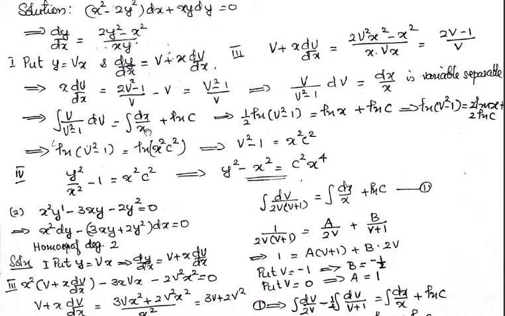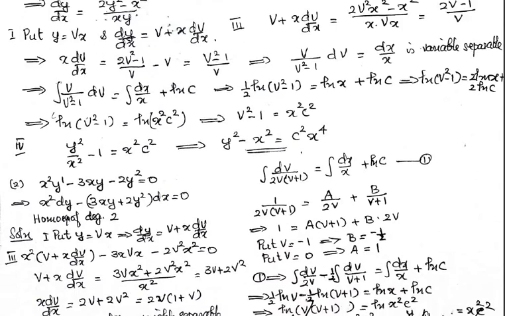So integrating out, we get, see this is the derivative of v square minus 1. So half of ln of v square minus 1, by substitution, is equal to ln x plus ln of c, which can be written as, multiplying by 2, ln of v square minus 1 equal to 2 ln of x plus 2 ln of c, that is ln of v square minus 1 is ln of x square c square, implies v square minus 1 equal to x square c square, getting y square minus x square equal to c square x raised to 4.